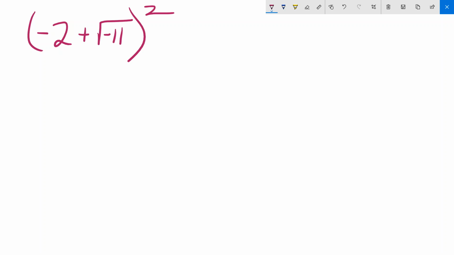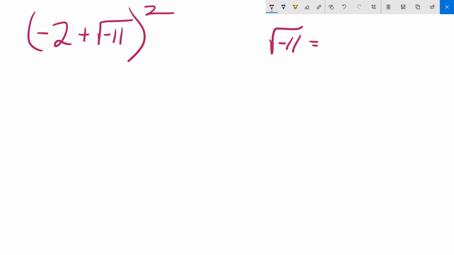Now, the best thing to do whenever you see the square root of a negative number is to immediately turn it into a complex number. So what is the square root of -11 if I want to talk about it in terms of i? In other words, square root of -11 equals what? Root 11i.